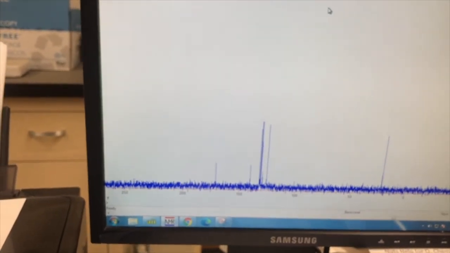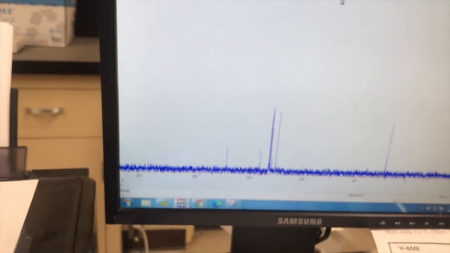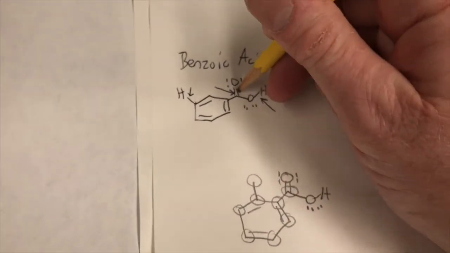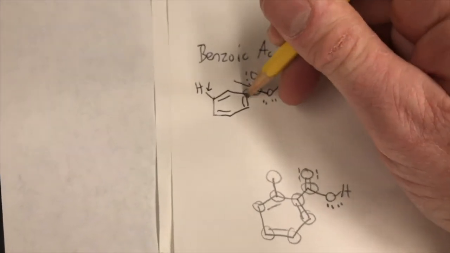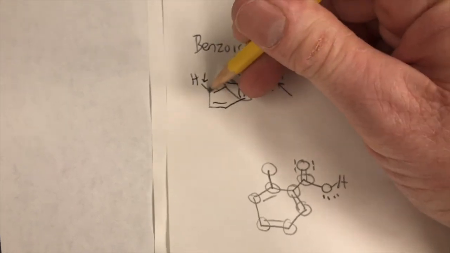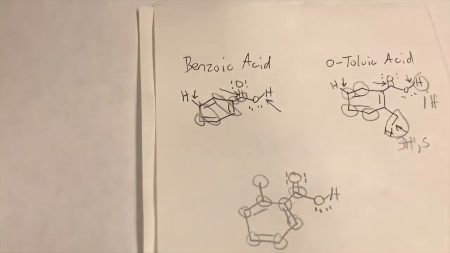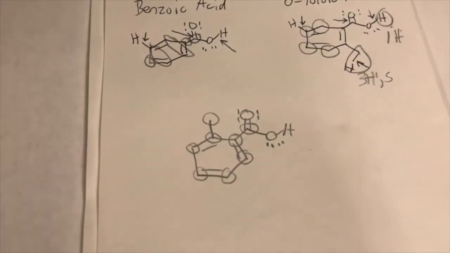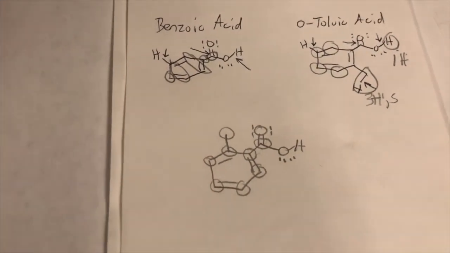That's so nice. Oh, one other thing I was going to say. We definitely have ortho-toluic acid because if we had benzoic acid, it would only have 1, 2, 3, 4, 5 carbon signals because it's symmetric. It would have 5 total carbon signals where the ortho-toluic has 8. So yep, we have ortho-toluic acid.